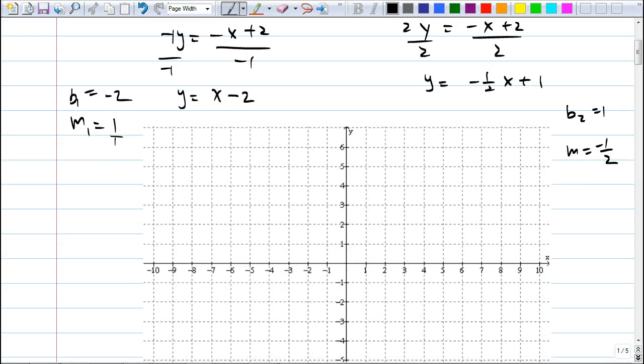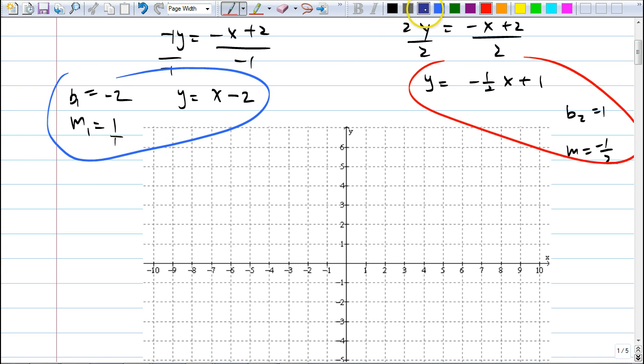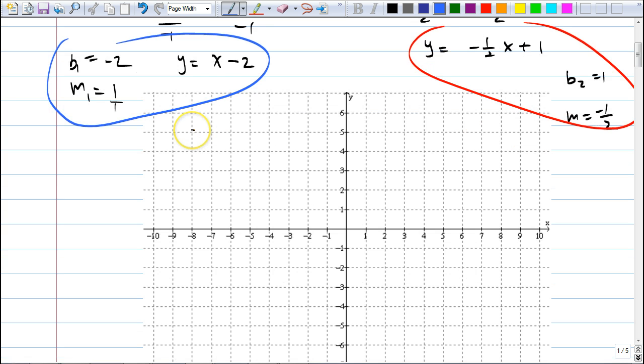So here, let's graph the first. I'm going to use blue for the first one. Is that okay? And then I'm going to use red for the second one. All right. So blue. Where do I start? Again, I always start at the y-intercept first. I can't start with the slope, can I? Because there are infinitely many lines with a slope of 1. I'm going to start at -2 right here. And then I go up 1, right 1, up 1, right 1, and so on. So all I have to do now is connect. There you are. Here's my first equation.